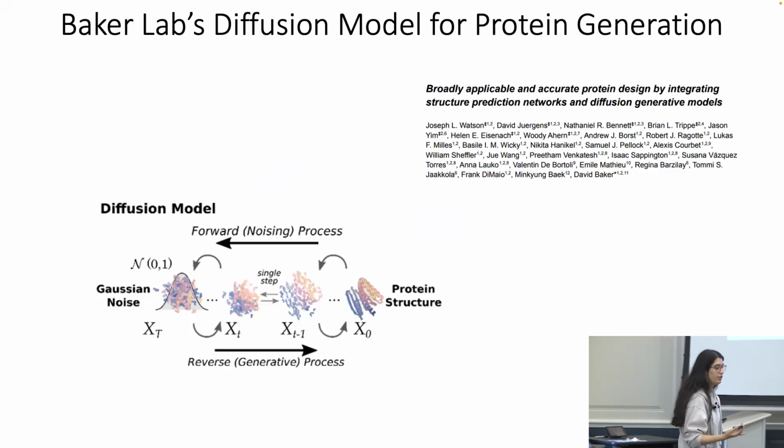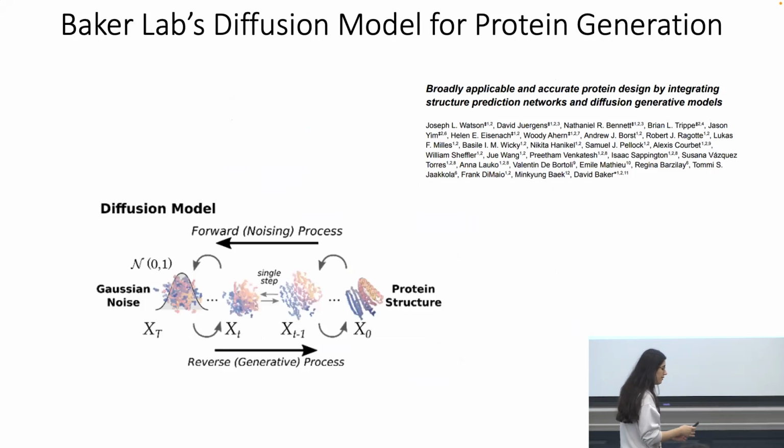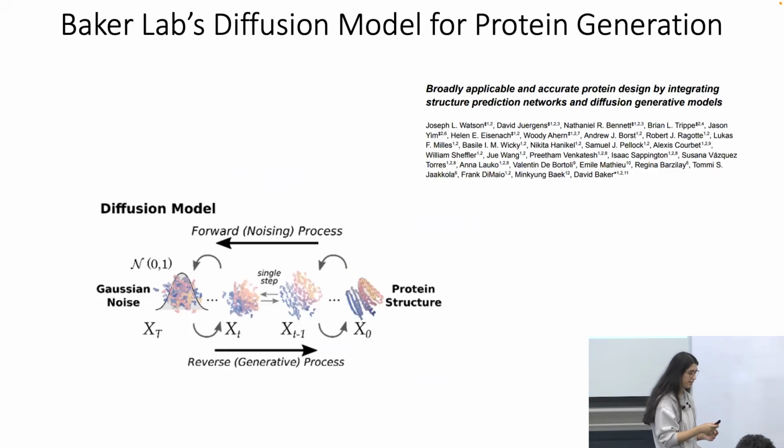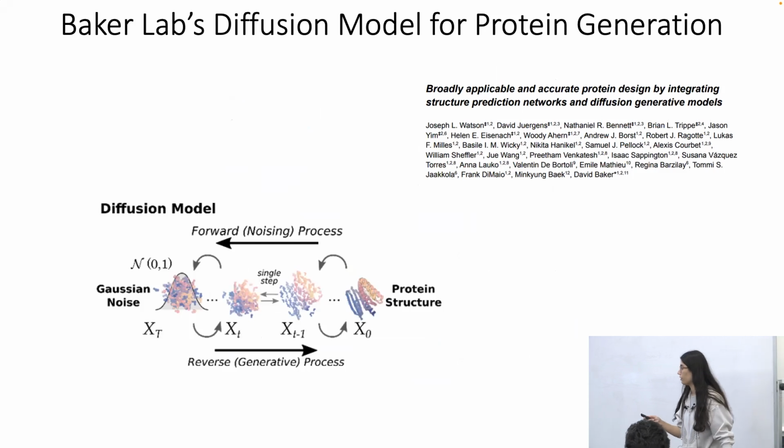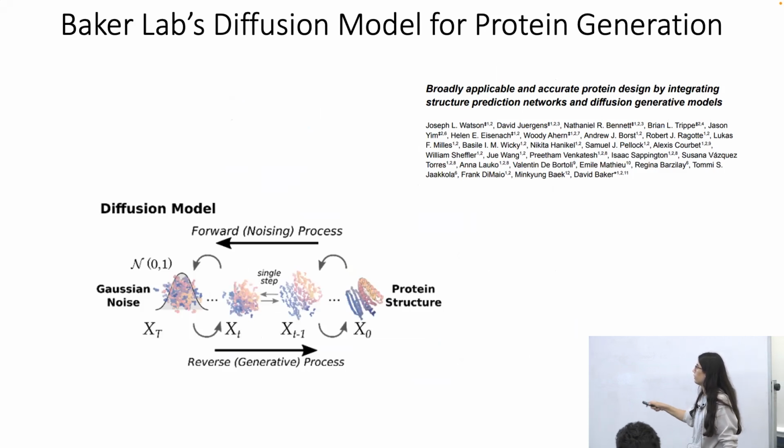And now let's move on to the third paper that we'll be covering, which is from the Baker lab, and this is called RF diffusion. So it's RF for RosettaFold. RF diffusion is based off of RosettaFold, which is also from the Baker lab. So let's look at this figure from them right here.